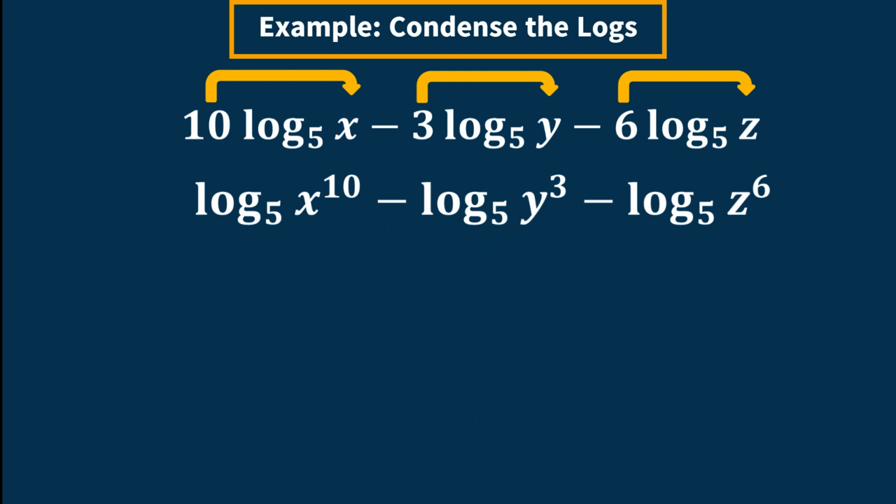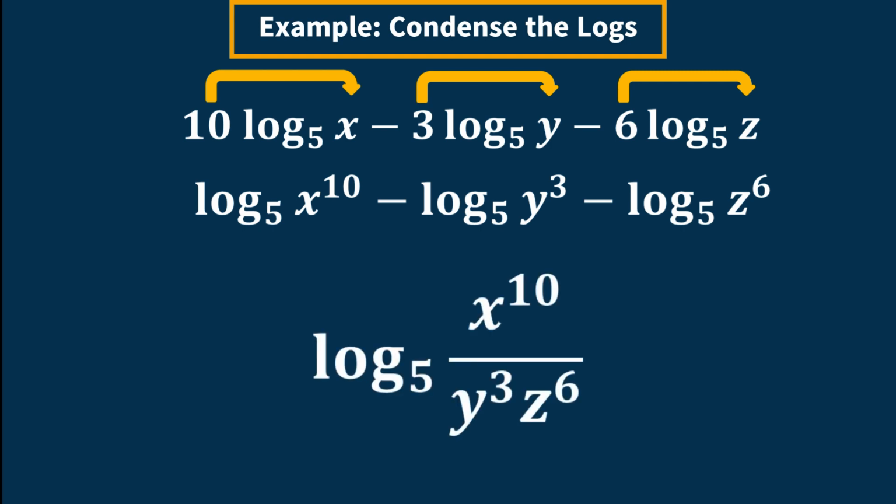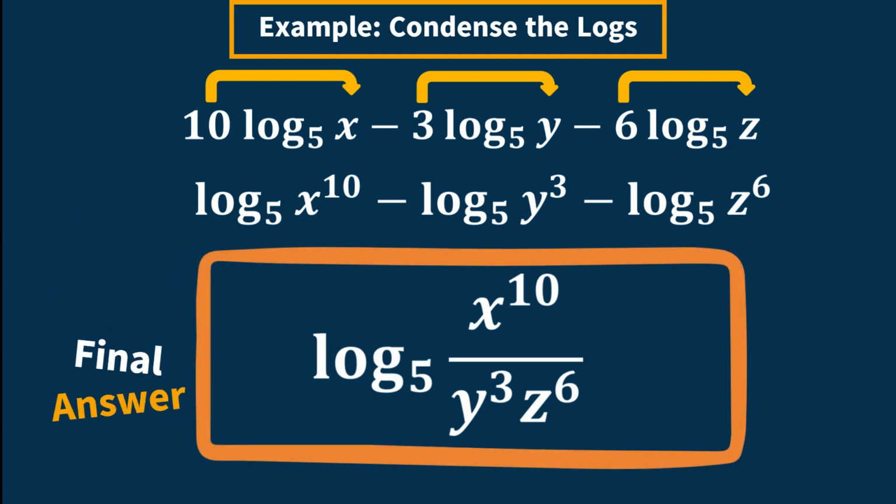Completing the product rule and quotient rule, we get log base 5 of x to the 10th divided by y to the 3rd and z to the 6th. This is our final answer.